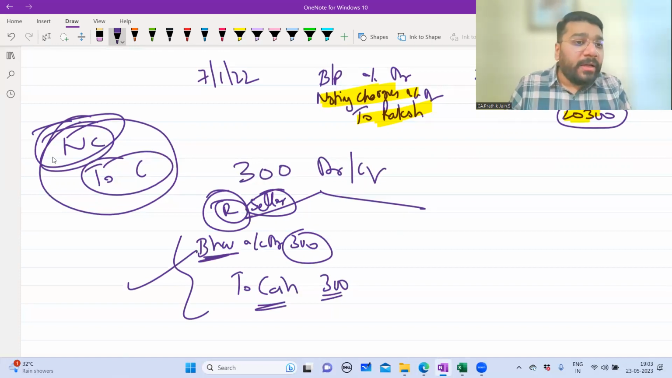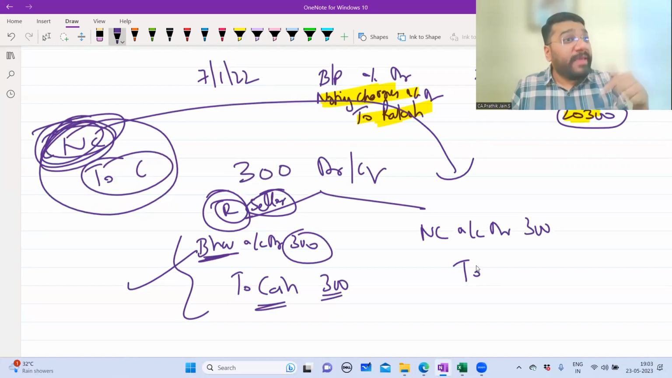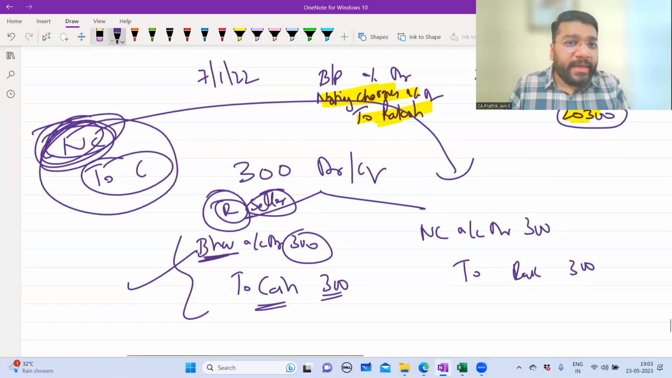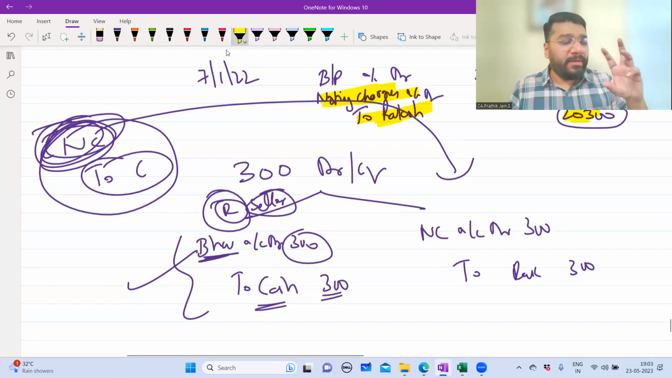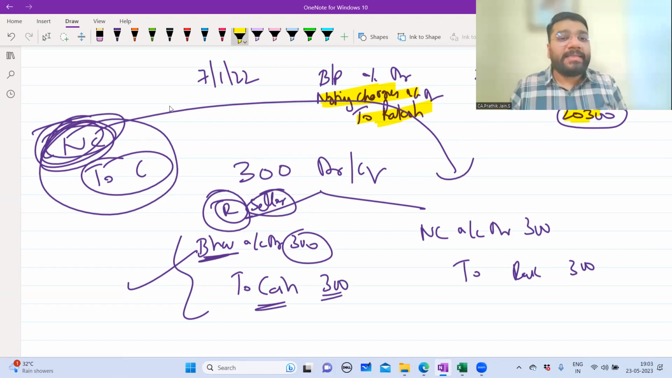Then the debit part of the entry will come here: noting charges account debit 300. To whom? We have to pay this money to whom? We are yet to pay this money. That is, the buyer is yet to pay this money to the seller. Who is the seller here? Rakesh, 300. So what happened is, in this case, since the payer and the bearer of the expense are two different people, an intermediary account of Rakesh and Bhavesh has come into the picture.